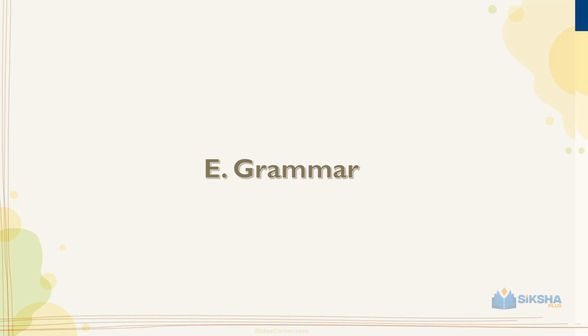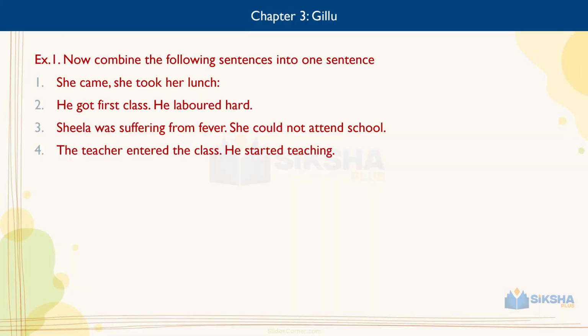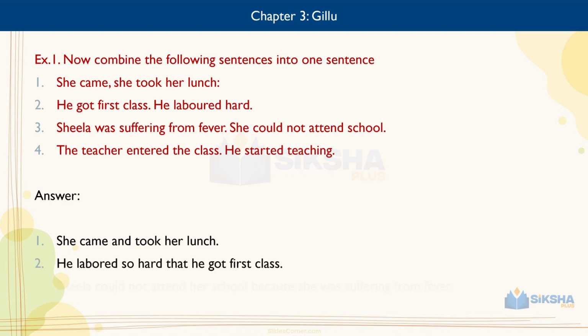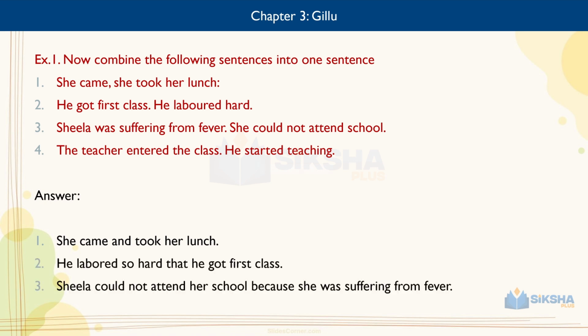Grammar. Question number 1. Now combine the following sentences into one sentence. Answer number 1. She came and took her lunch. He labored so hard that he got first class. Sheila could not attend her school because she was suffering from fever. As soon as the teacher entered the class, he started teaching.